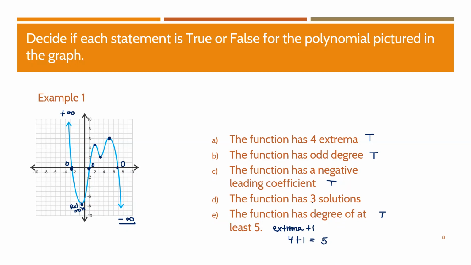Circling back to letter D then, it has 3 solutions. This is false. And I know that because the number of solutions must equal the degree. And we said that the degree has to be at least 5, so there has to be at least 5 solutions. But how do I reconcile this with what I saw on the graph? Well, on the graph, I saw 3 real solutions. And since the degree has to be at least 5, I know that there has to be at least 2 complex or imaginary solutions to get a minimum of 5 total.